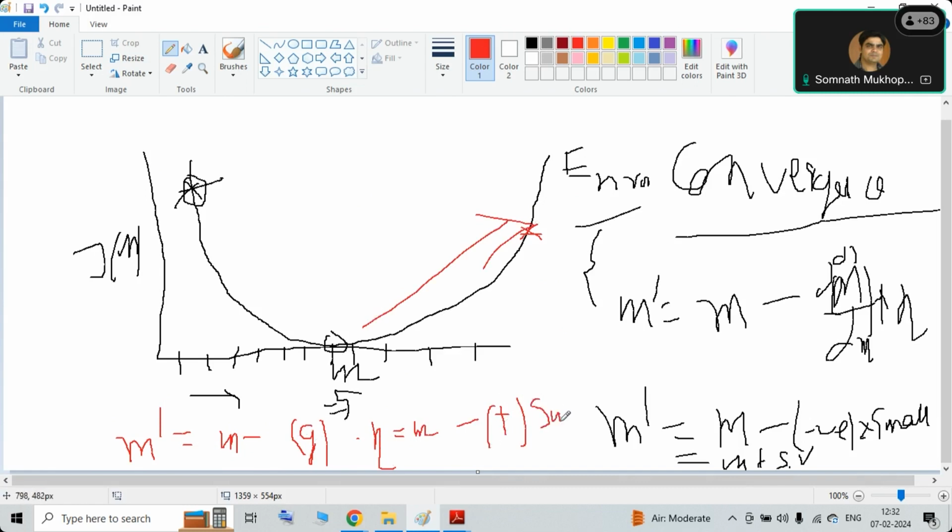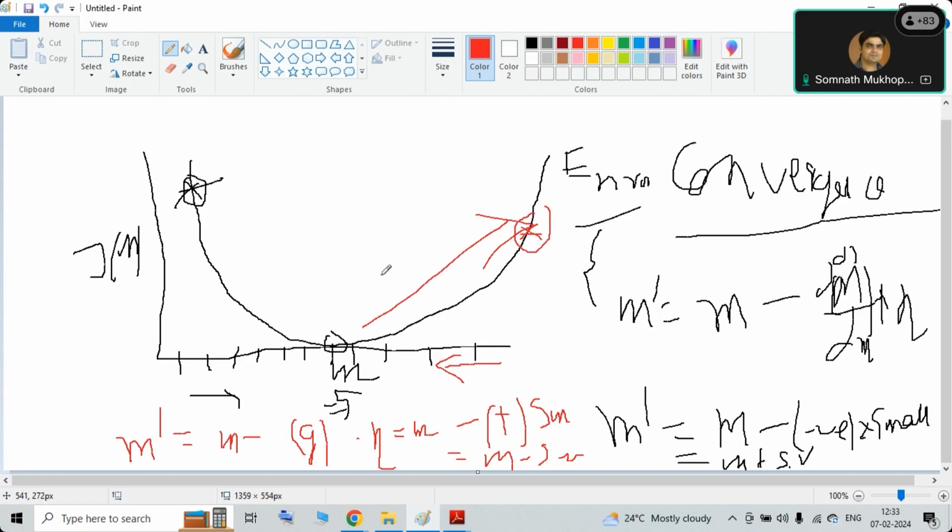So here the gradient is what? The gradient is positive. From left to right, the gradient is increasing. That means it is a positive value, and the learning rate is a small value. So that means m minus a small value. In that case, we have to decrease the value of m. So the updated m from this position, we have to go back this way.